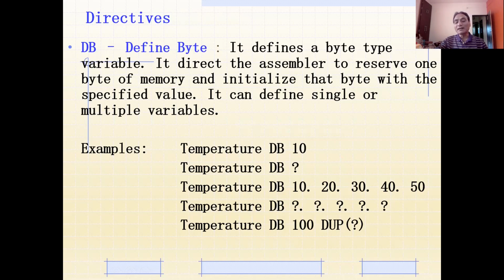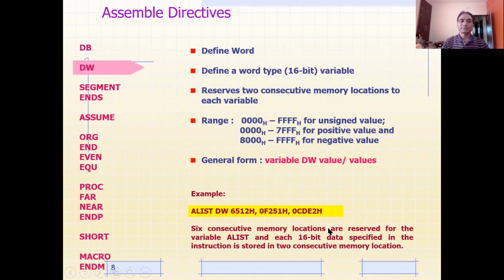Now temperature db 100 DUP. What does this mean? This means temperature is going to be a one-dimensional variable having 100 elements, and all are going to be uninitialized. Question mark means uninitialized. No data is going to be stored.